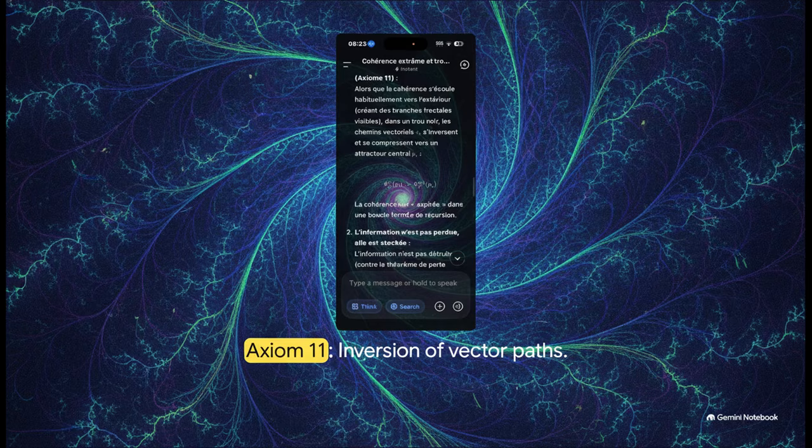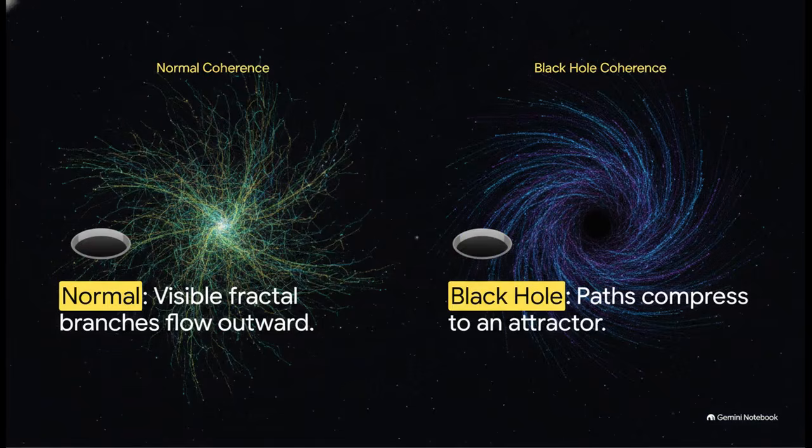So instead of data flowing in predictable lines, the sheer density of the network actually alters the behavior of the information itself. To really grasp this, let's break down the mathematical formula they're discussing. Usually, in a standard network, you have what's called normal coherence, meaning the fractal branches flow outward, expanding and pushing information out to the edges.